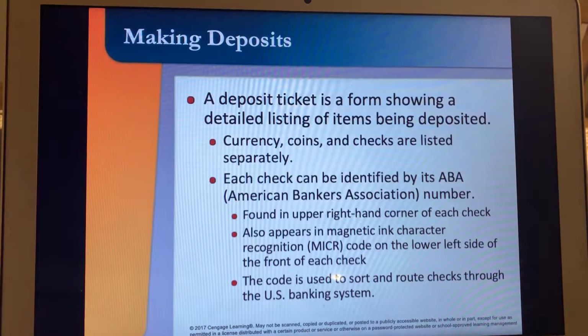Making deposits. A deposit ticket is a form showing a detailed listing of items being deposited. Currency, coins, and checks are listed separately. Each check can be identified by its ABA, American Bankers Association, number. This is found in the upper right-hand corner of each check. It also appears in the magnetic ink character recognition, MICR, code on the lower left side of the front of each check. The code is used to sort and route checks through the banking system in the U.S.